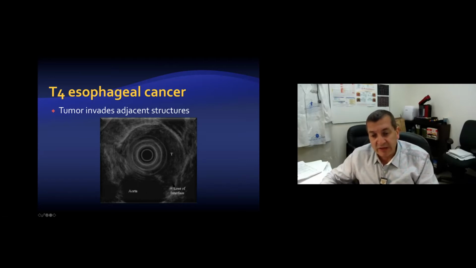So in those cases when there is a loss of interface, the surgeons would definitely want to give chemoradiation first to shrink the tumor, let the tumor pull away from the aorta before they even attempt surgery. So as you can see, it's a very important tool in TNM staging.